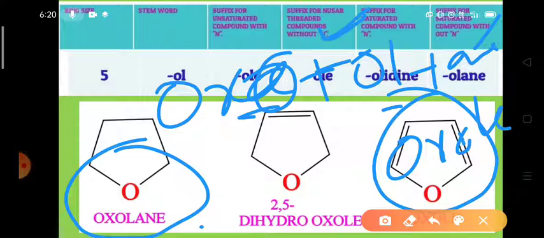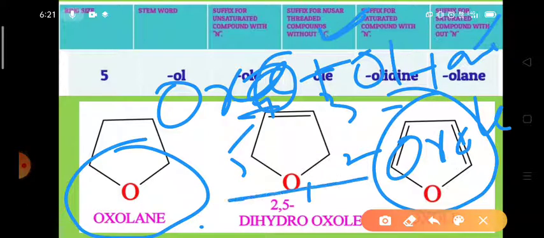And here 1, 2, 3, 4 and 5, so hydrogen atoms are present at the second and fifth position, so it is 2,5-dihydroxol, so it is unsaturated one, so we have to use ol, so 2,5-dihydroxol.